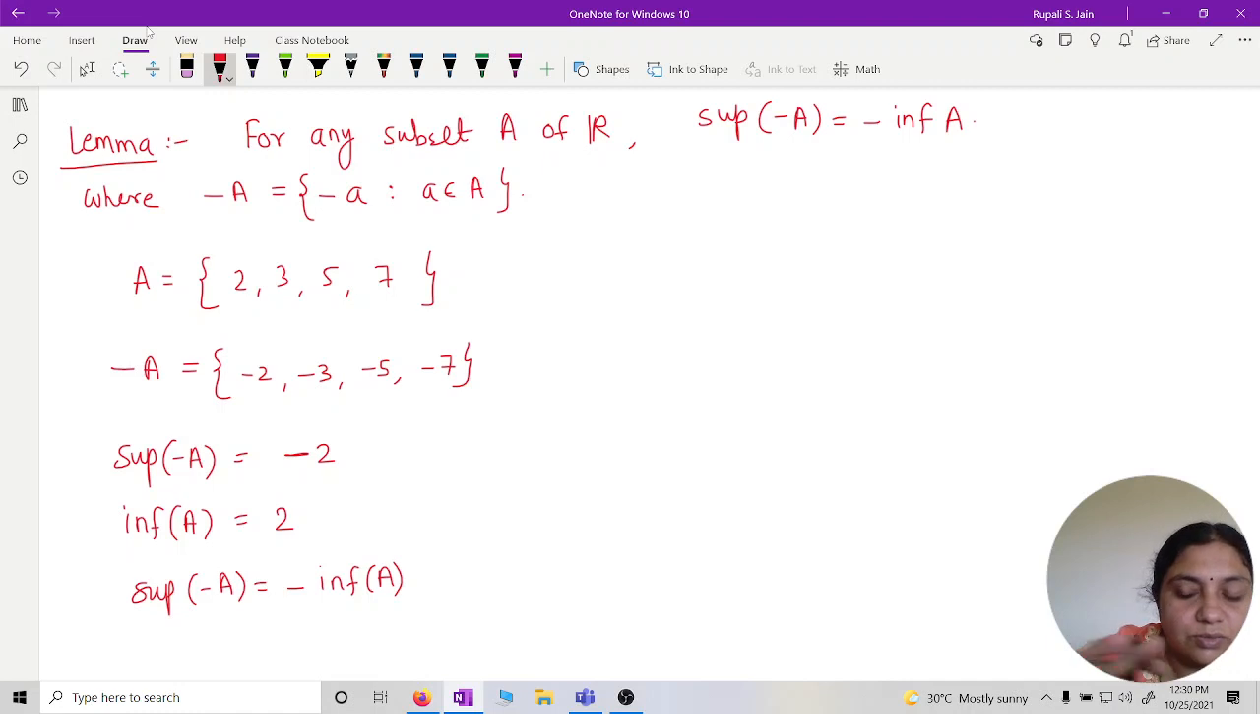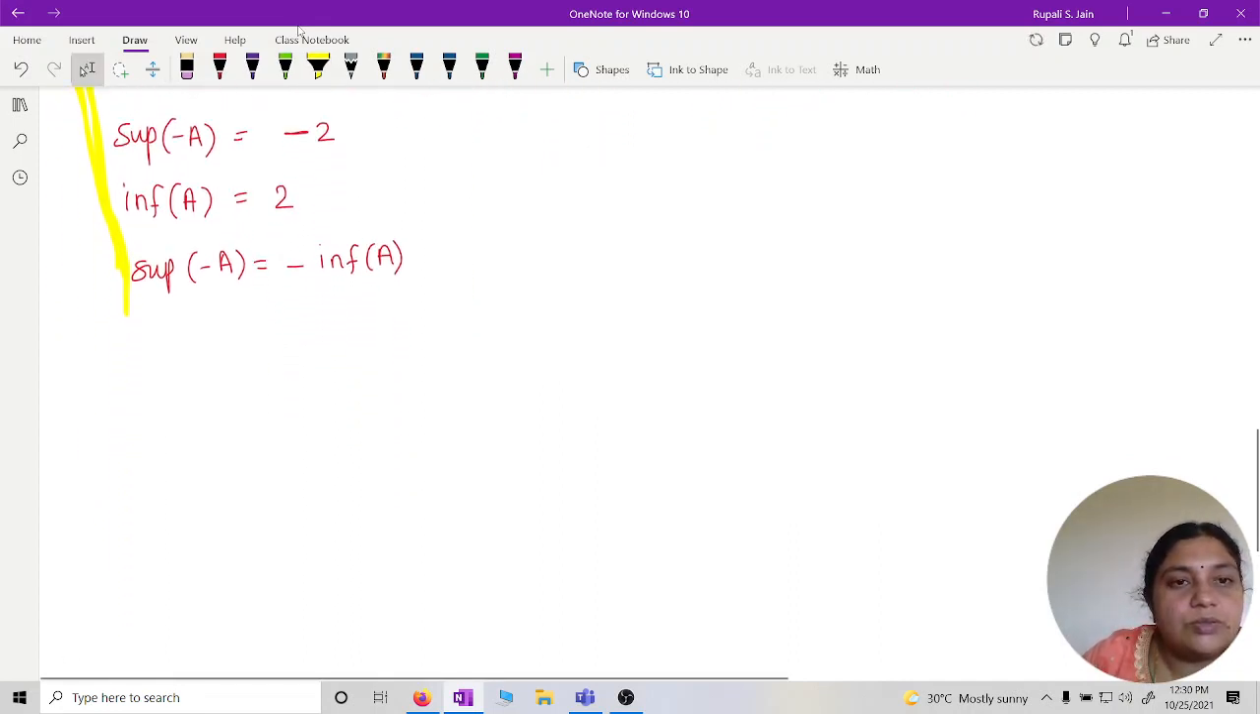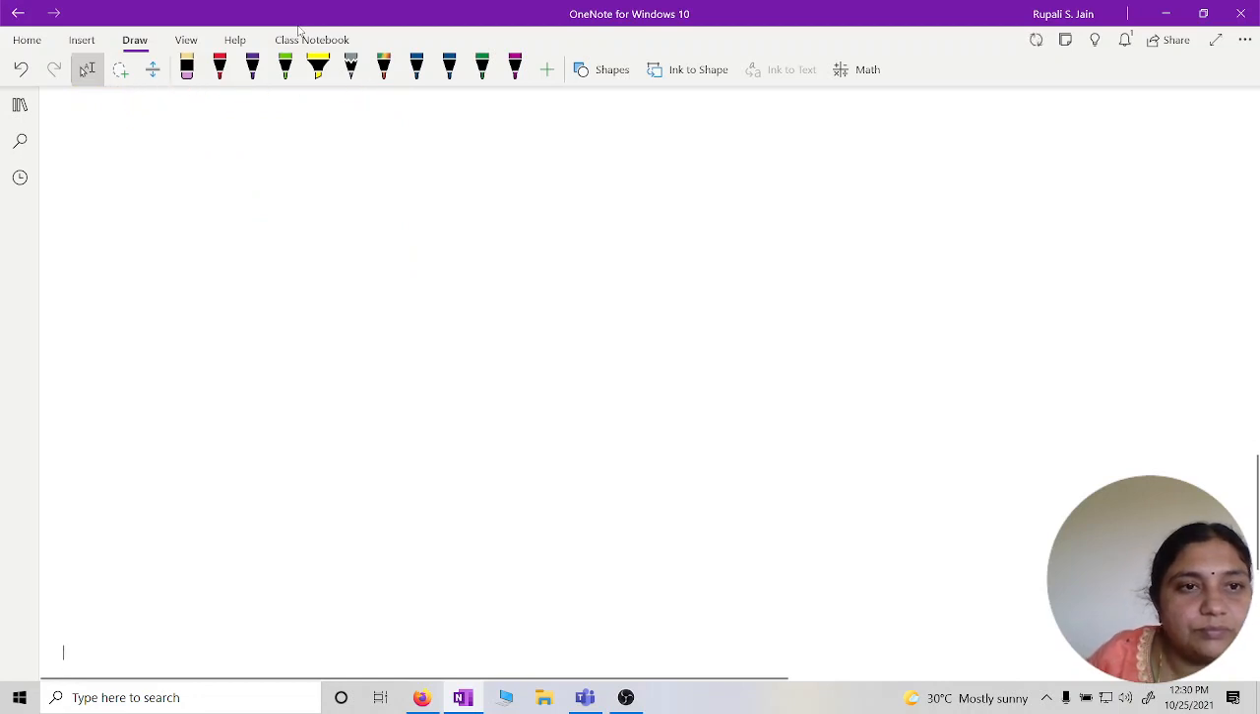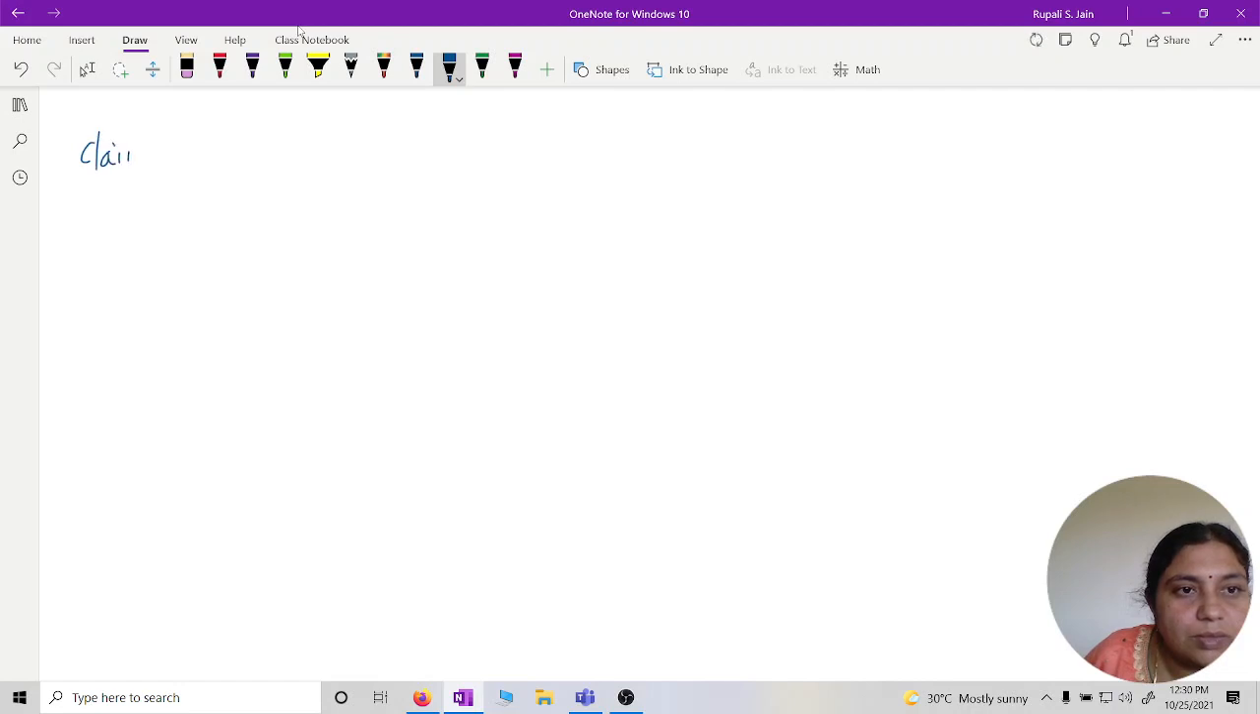By example, you just see. We have to prove this. This is just for your understanding of what is supremum and the relation between supremum and infimum. So we have to prove the claim: the supremum of minus A is equal to minus the infimum of A.